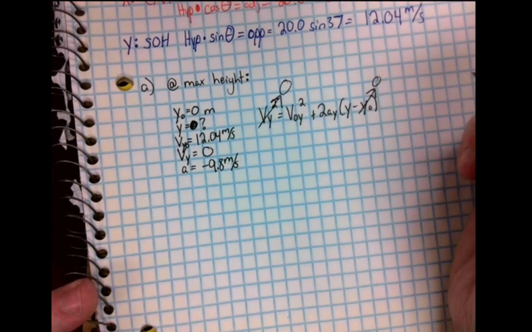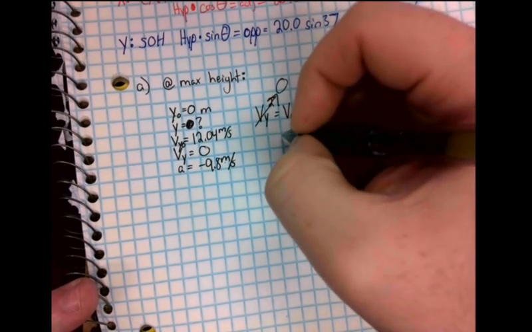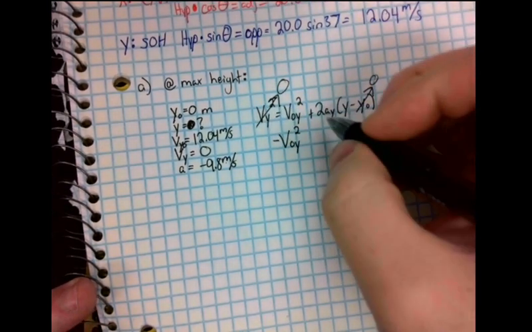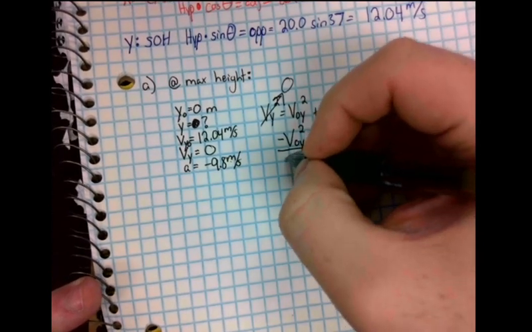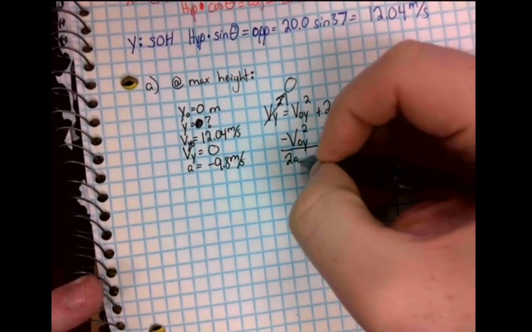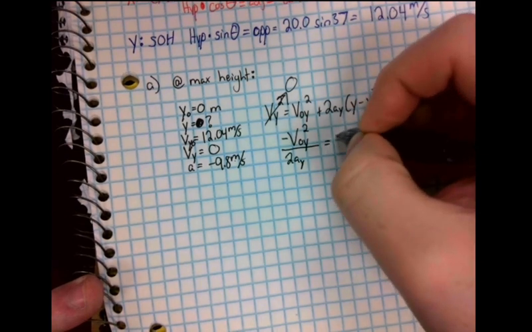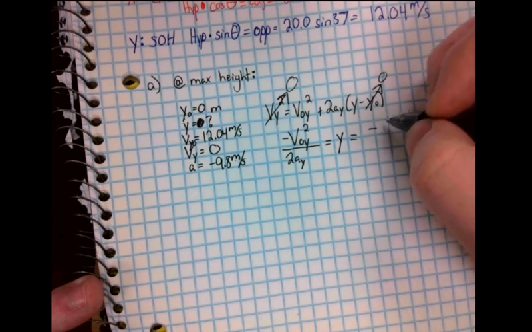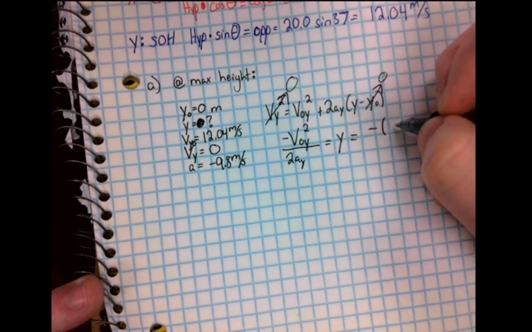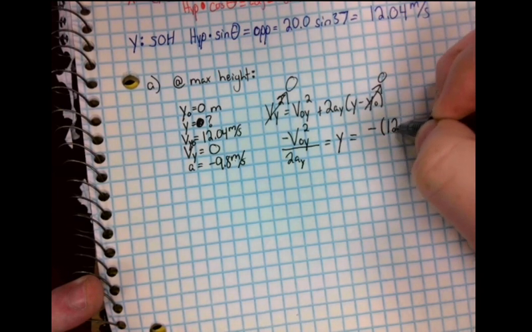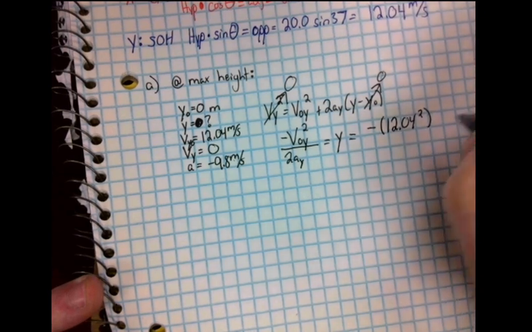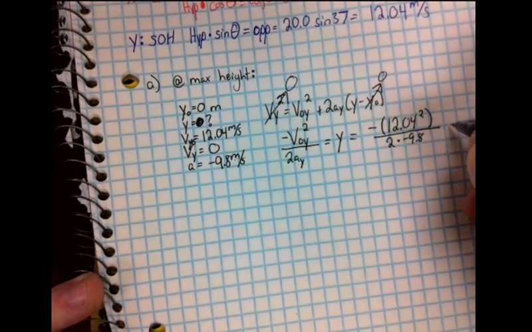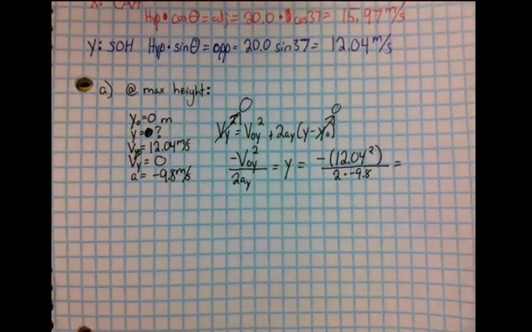To rearrange it, we'll get negative v naught y squared, because we have to subtract that to the side, over 2a in the y direction. That's going to equal our y. So we're going to get negative our v naught, which is 12.04 squared, over 2 times negative 9.8. Plug all of that in.